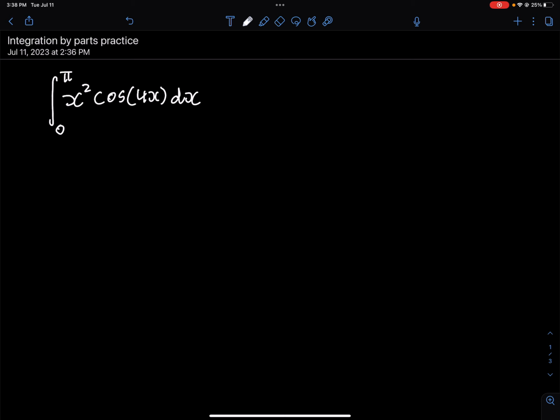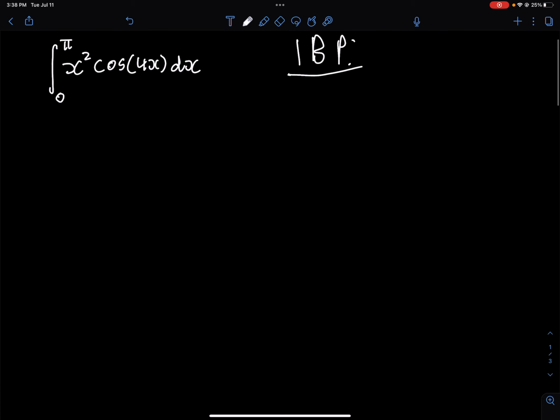Hello everybody, welcome back to another video, and in this video we'll be looking at the integral from 0 to pi of x squared multiplied by the cosine of 4x. Whenever we have a product of two functions as part of the integrand, we will want to use the integration by parts method. And of course, you can choose to use the traditional UV, VDU setup or UDV setup, and then you can go about that.